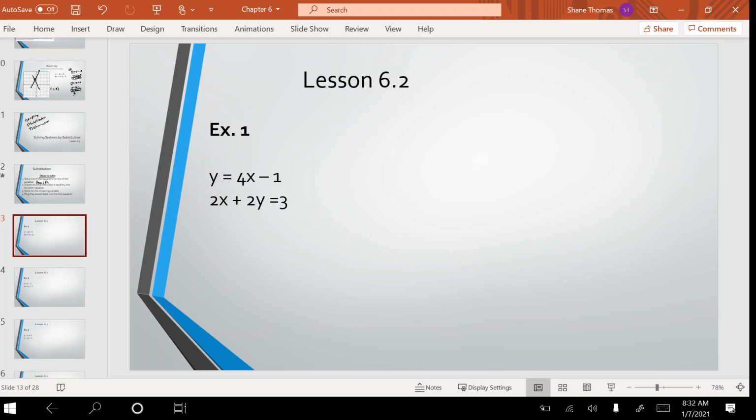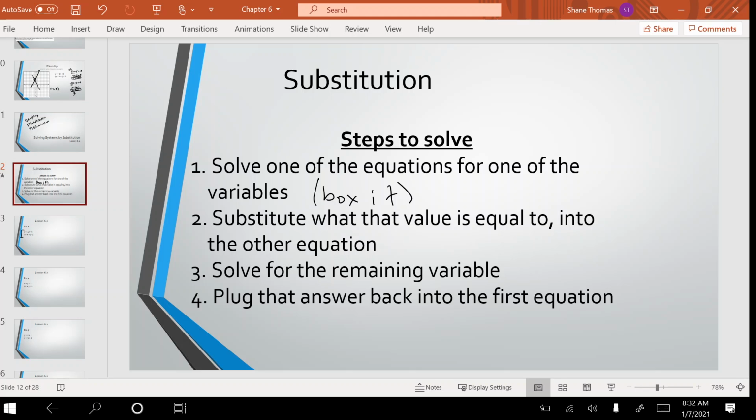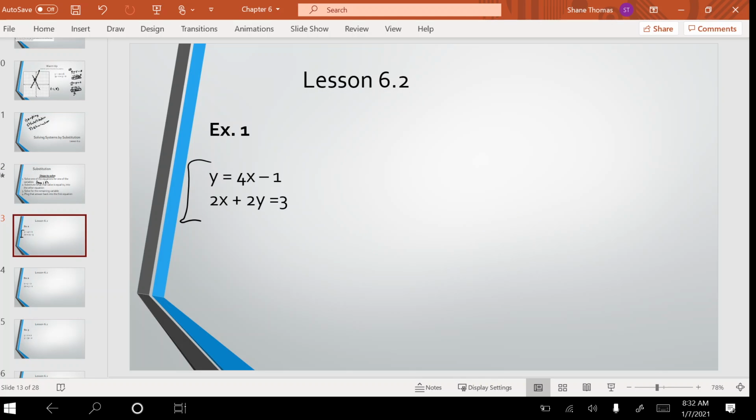All right. So here's my 2 equations: y equals 4x minus 1 and 2x plus 2y equals 3. I was really nice with you to start, because the first thing we have to do, if we look at our steps, is solve one of the equations for one of the variables. Do we have one of the equations equal to a single variable right now? Yeah, we do. That first equation, I have y by itself. Anytime I want to get a variable by itself, I take that equation and write it down underneath. So y equals 4x minus 1.